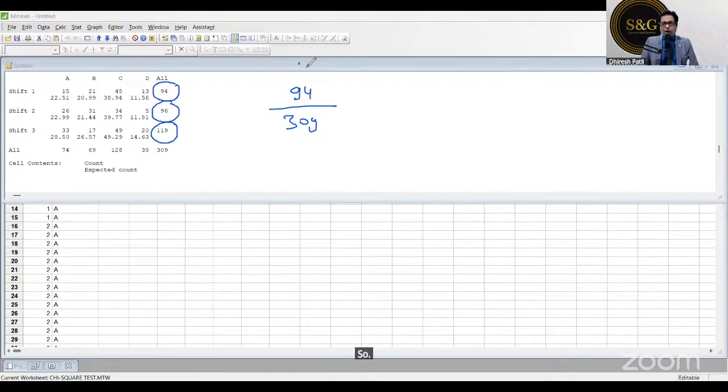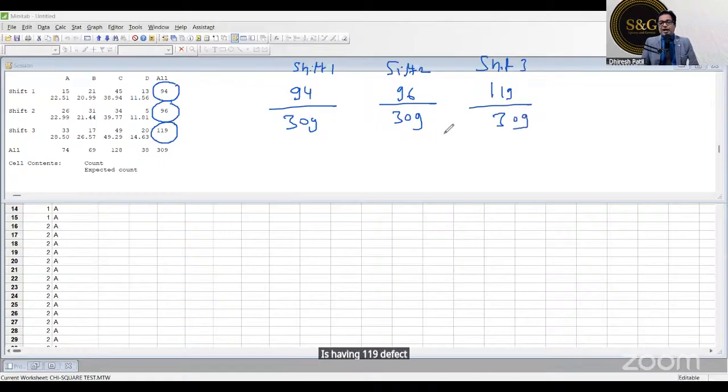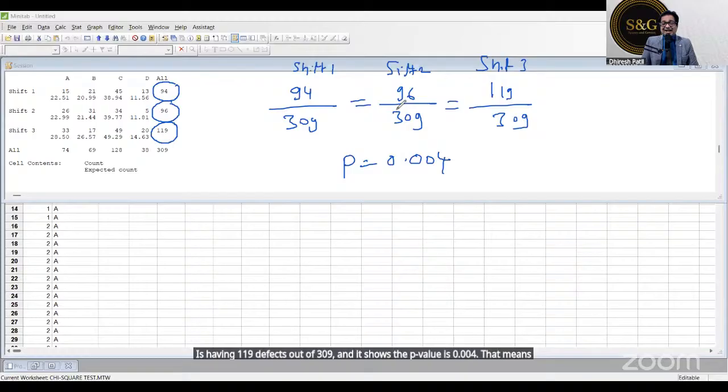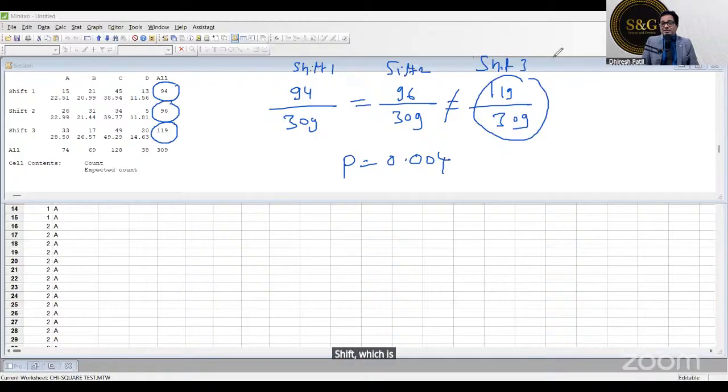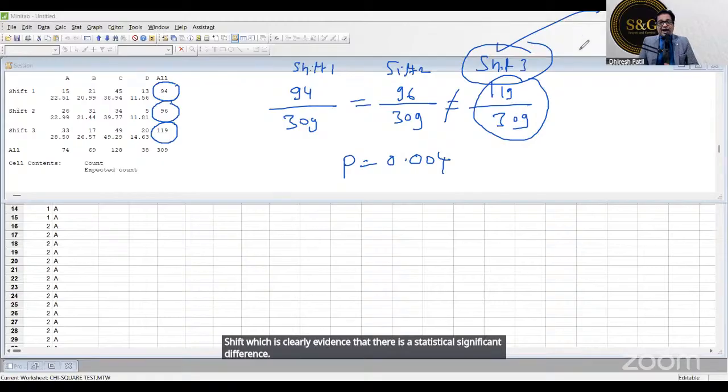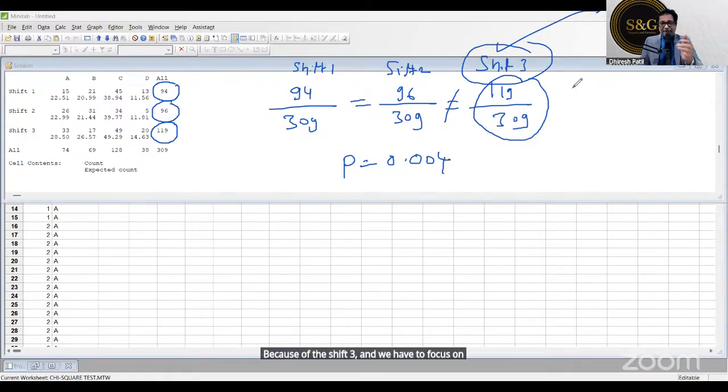So this is shift 1, shift 2 is 96 defects out of 309, and shift 3 is having 119 defects out of 309, and it shows the p-value is 0.004. That means there is a statistically significant difference. You can see here this shift, which is clearly evidence that there is a statistically significant difference because of shift 3, and we have to focus on this shift 3.